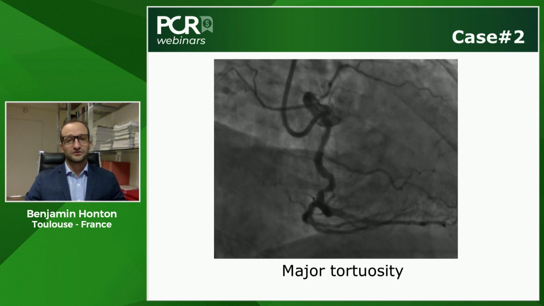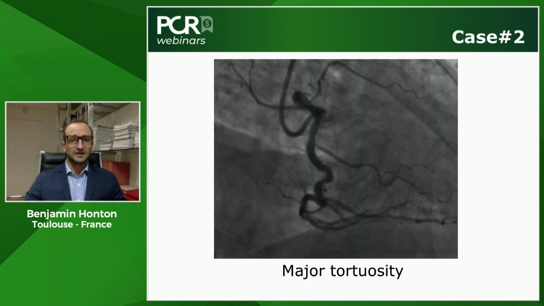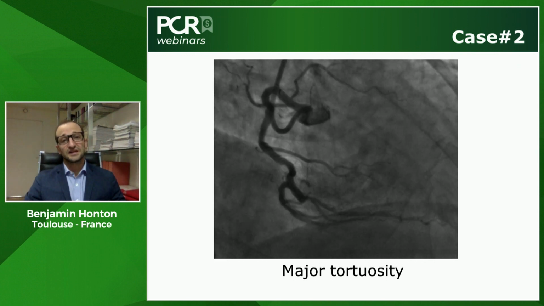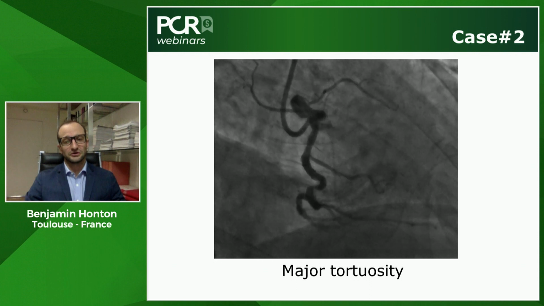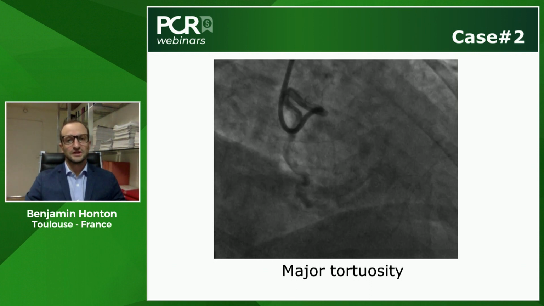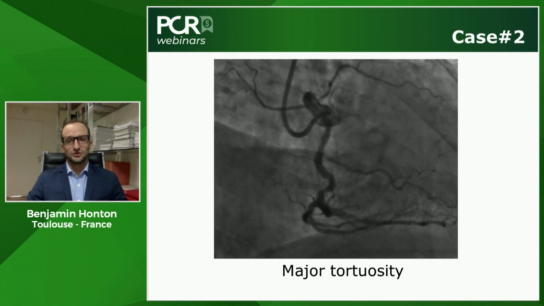And one feature which is very important is that you can see that there is heavy tortuosity on the second part of the right coronary artery. And this feature must be kept in mind when you have to choose the therapy delivered to this patient.